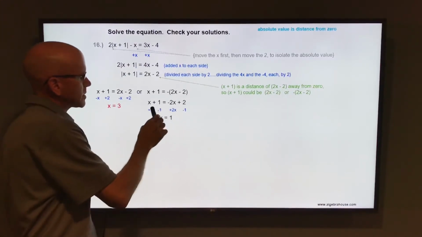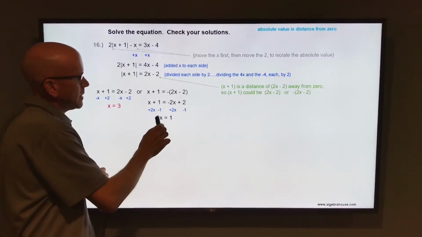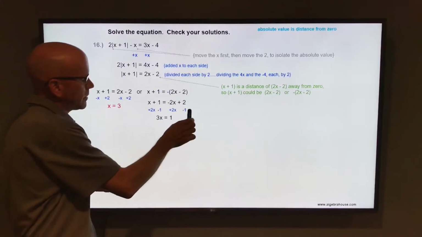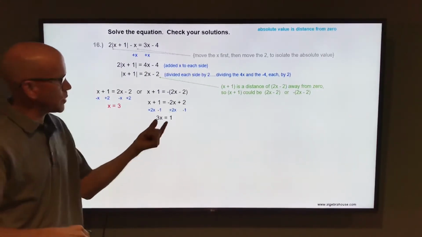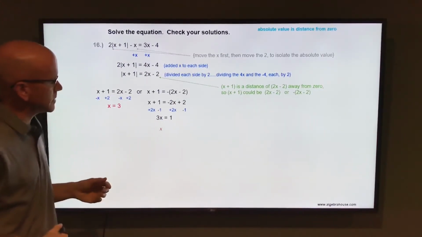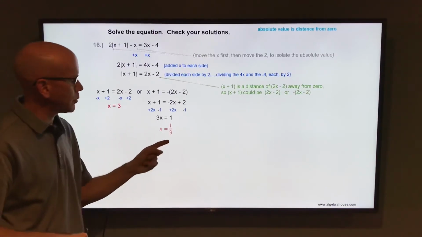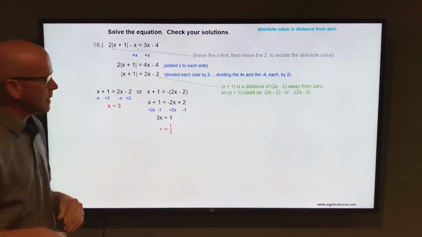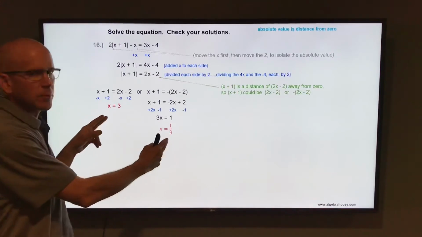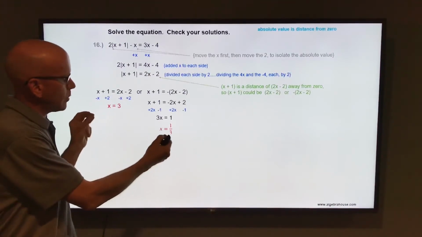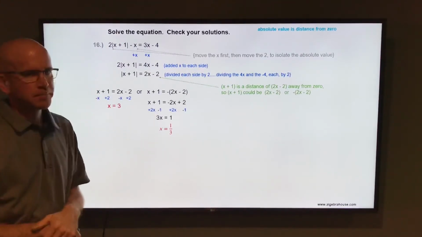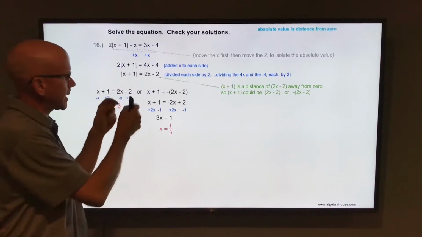So if you add 2x to both sides, on the left I have 3x. And if you subtract 1 from each side, on the right now I have 1. We have 3x equals 1. If you divide each side by 3, x equals 1/3. That does not mean that these are both solutions. One or both of them could be extraneous. So we need to substitute those back in.